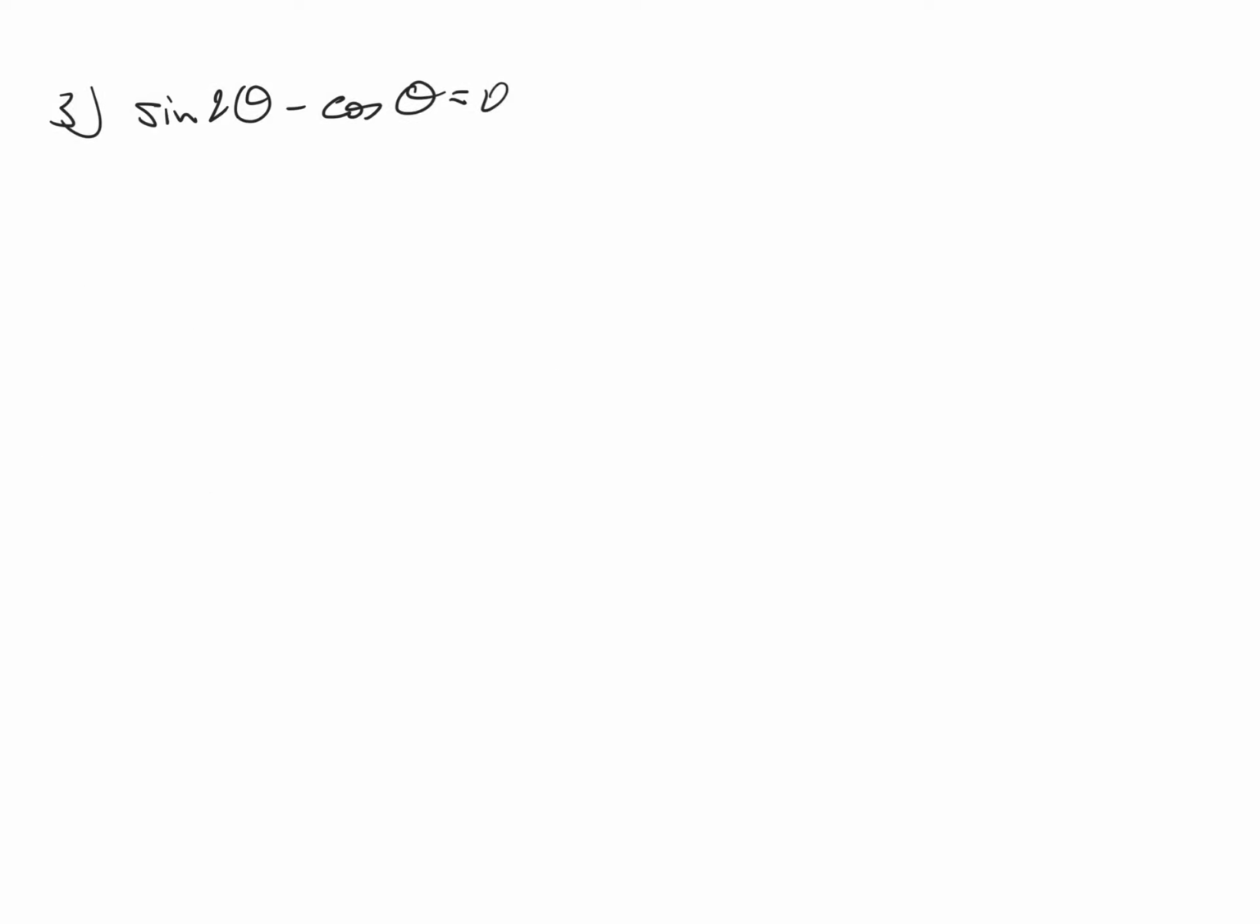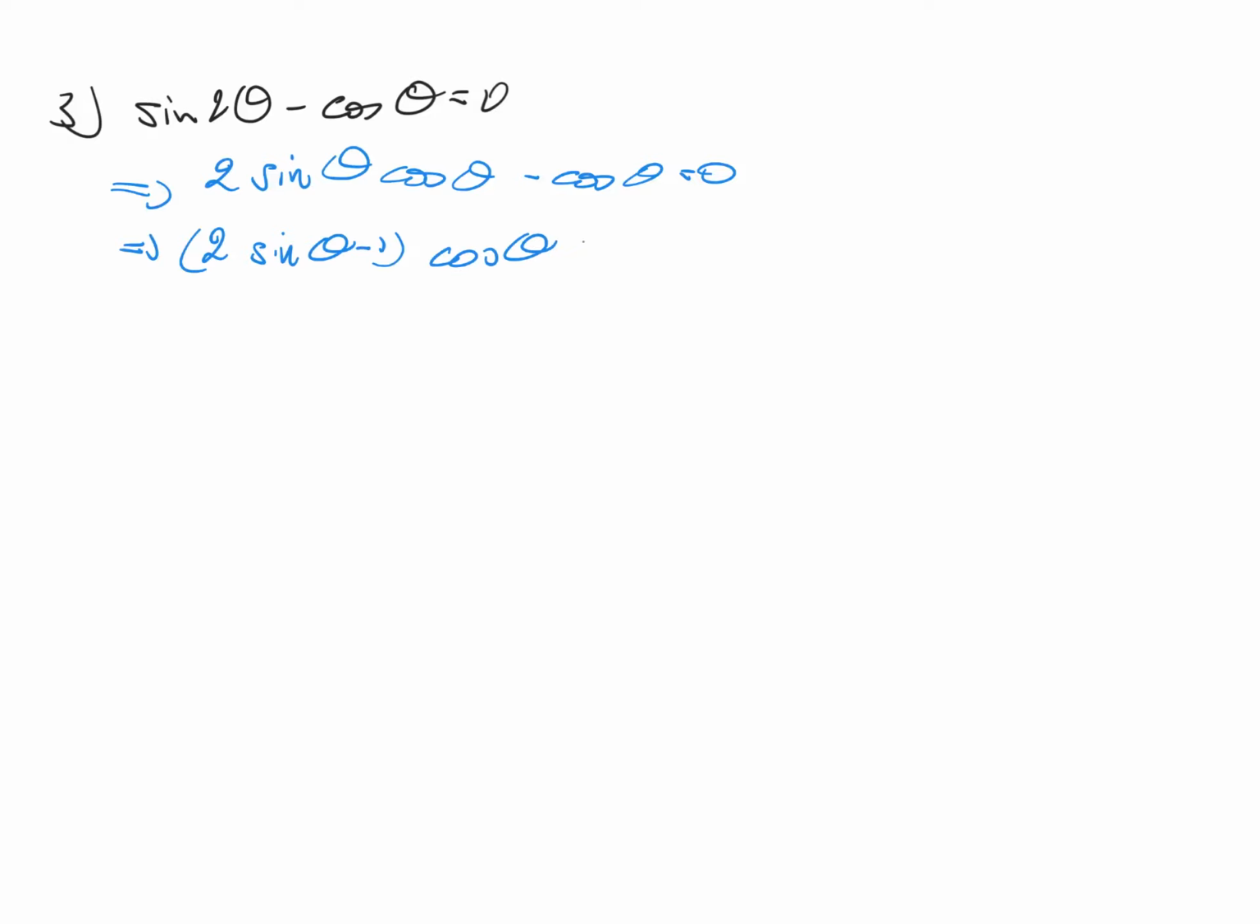The first step here is to change sine of 2 theta by 2 times sine of theta times cosine of theta. Then you get this minus cosine theta is 0, or 2 times sine theta minus 1 times cosine theta is 0. This means that either 2 sine theta minus 1 is 0, or the cosine of theta is 0, or sine of theta is 1/2, or cosine of theta is 0.